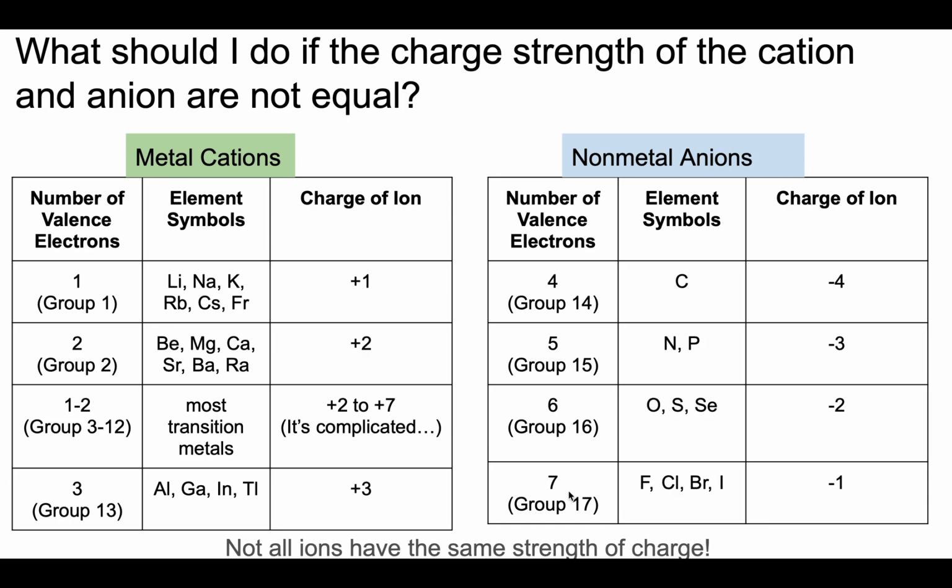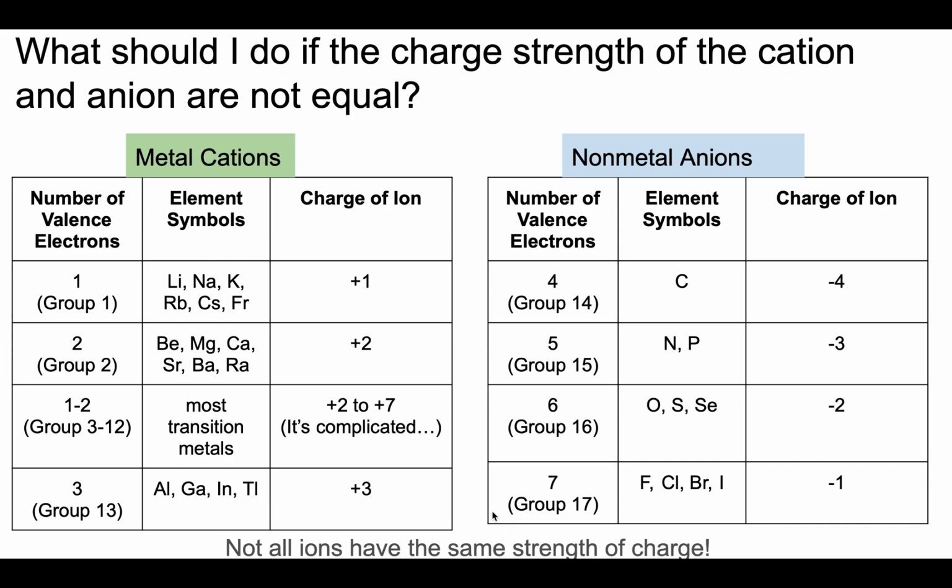And then lastly, our halogens in group 17, those all have 7 valence electrons. They can only accept 1 more to reach 8. So that includes fluorine, chlorine, bromine, and iodine. If they can get that 1 valence electron that they're looking for, it'll come with a negative charge, and they will end up with a negative charge of 1. So it's really important to remember that not all ions have the same strength of charge.